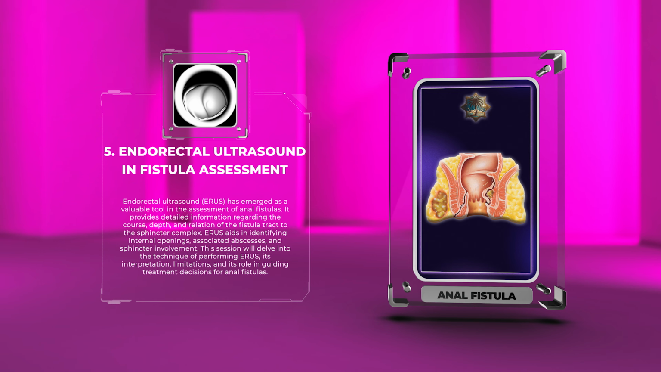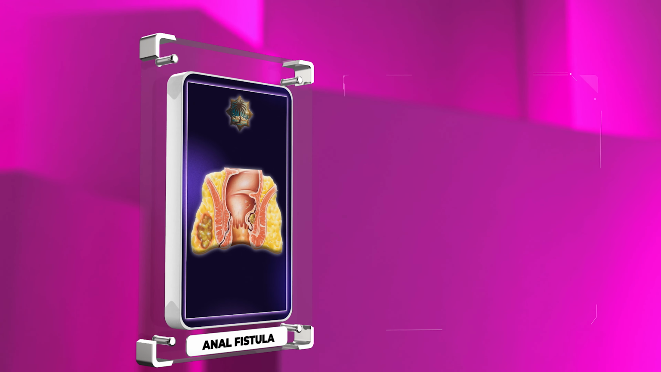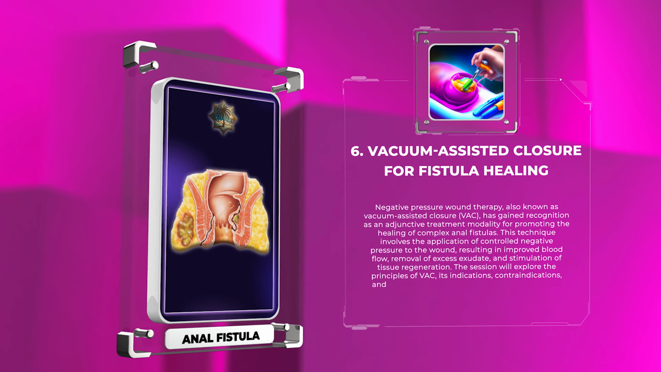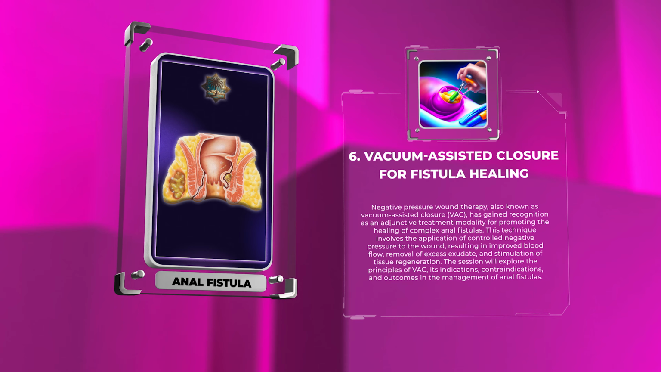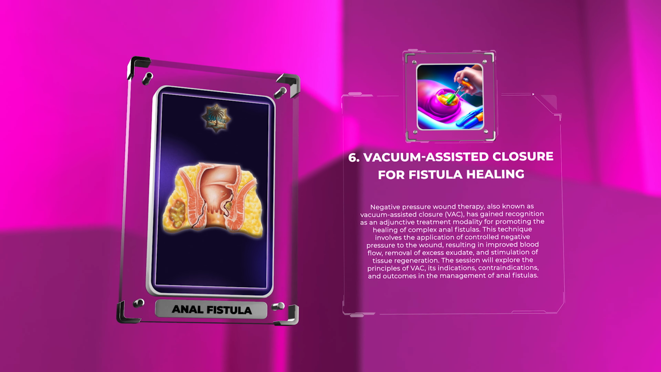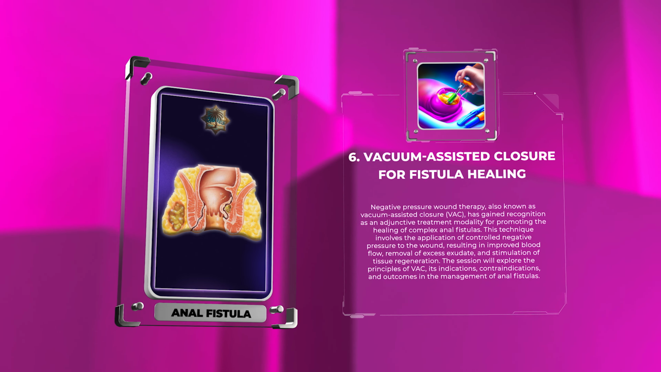Negative pressure wound therapy, also known as vacuum-assisted closure, VAC, has gained recognition as an adjunctive treatment modality for promoting the healing of complex anal fistulas. This technique involves the application of controlled negative pressure to the wound, resulting in improved blood flow, removal of excess exudate, and stimulation of tissue regeneration. The session will explore the principles of VAC, its indications, contraindications, and outcomes in the management of anal fistulas.